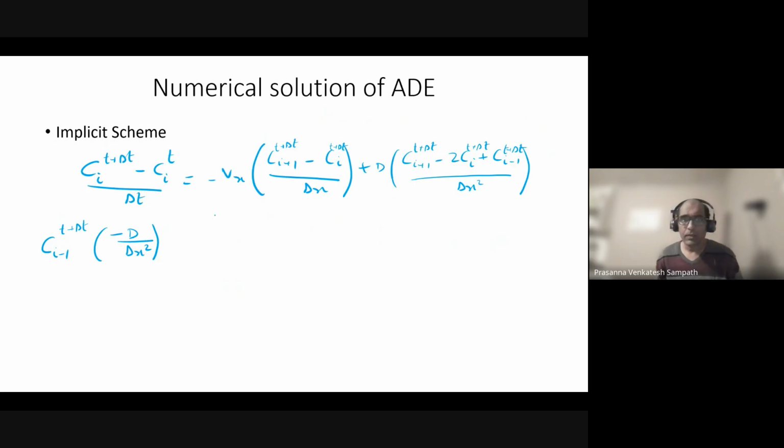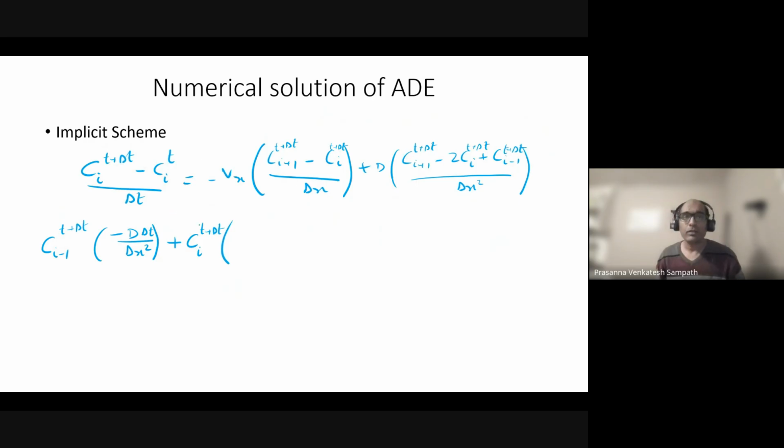Now let me write the Ci term at t plus delta t. Now this term has got, oh, sorry, I forgot to do something. I'm going to multiply both sides by delta t, so I'll just write d into delta t over here. Okay, so the delta t in the denominator will disappear. That's why I'm getting d into delta t divided by delta x square.